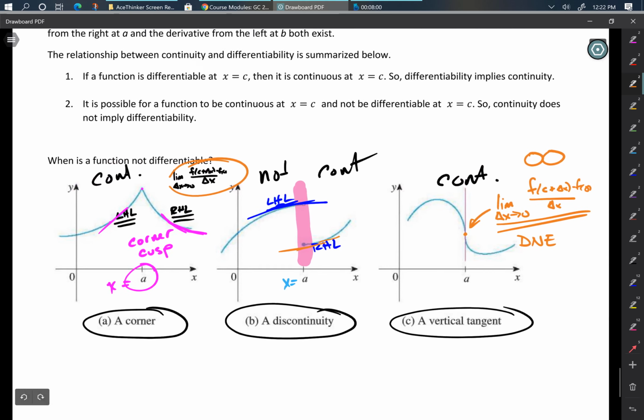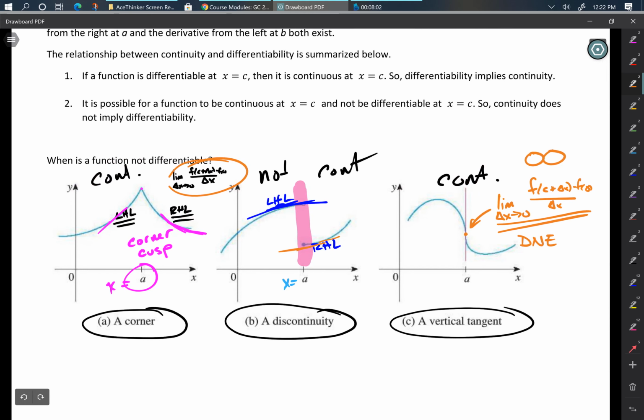Right? All right. So here's the relationship. This is the mathematical relationship between continuity and differentiability. If a function is differentiable somewhere, then it must be continuous there. So differentiability implies continuity. But it is possible for a function to be continuous and not be differentiable. Okay, so continuity does not imply differentiability, but differentiability implies continuity.